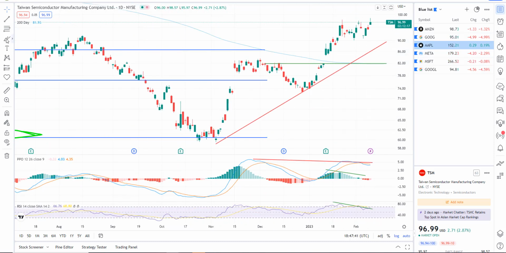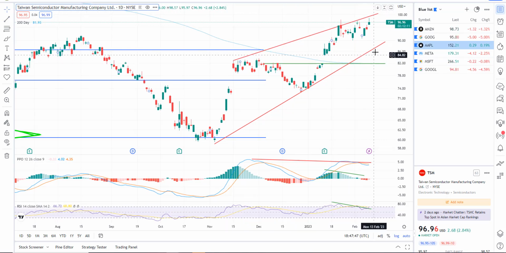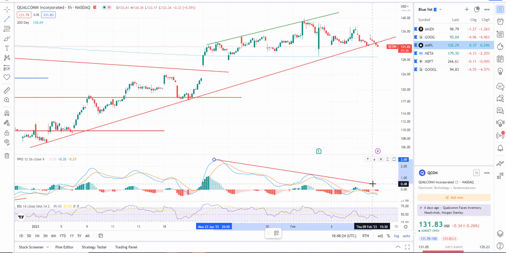And it would set this up for a move down to the bottom of the trend line. Possibly, you've got this bearish rising wedge. And so, again, this is on the daily chart. This is actually setting up for a break of this wedge. Qualcomm, here's the hourly chart.